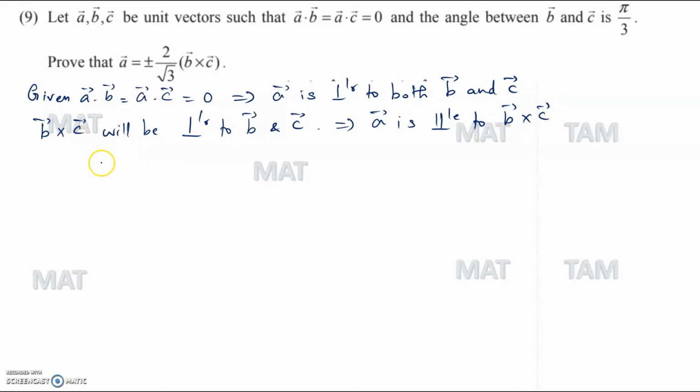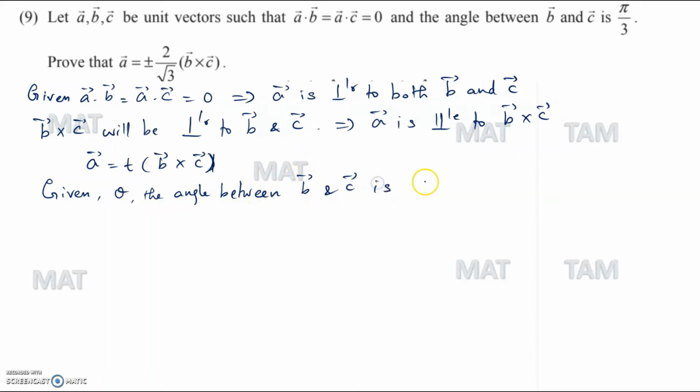So we can write vector A as T times vector B cross product with vector C. Now what is given to us is that the angle theta between B vector and C vector is pi by 3.